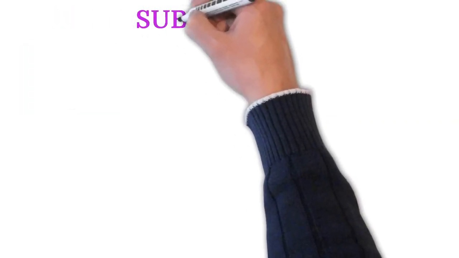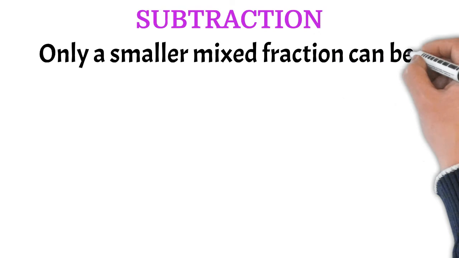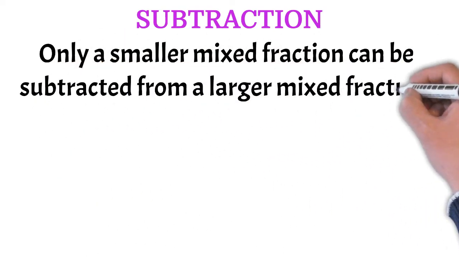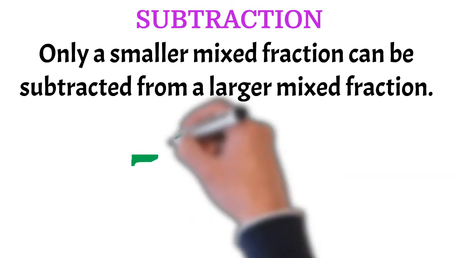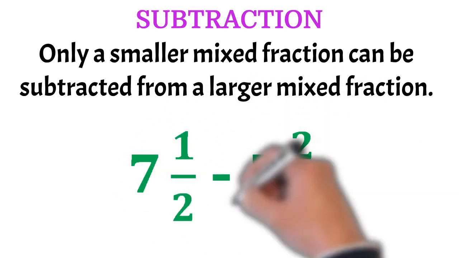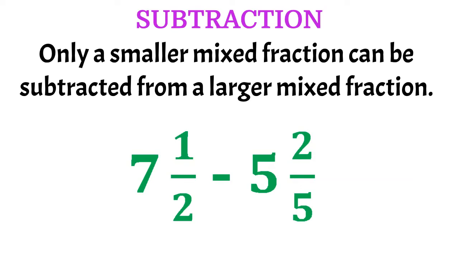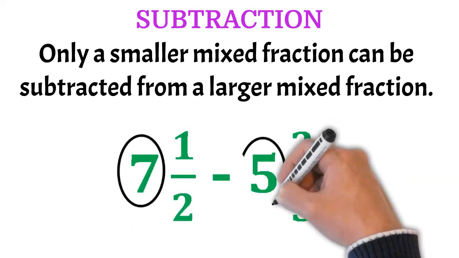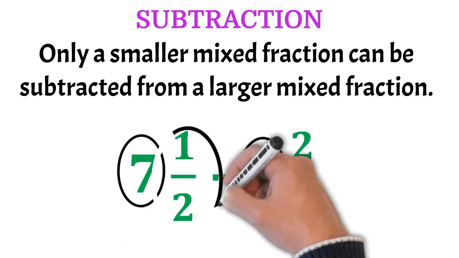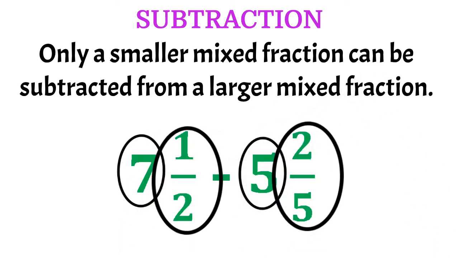Then subtracting the mixed fractions. Note that only a smaller mixed fraction can be subtracted from a larger mixed fraction. For example, 7 whole 1 by 2 minus 5 whole 2 by 5. Here 7 and 5 are the wholes and 1 by 2 and 2 by 5 are the fractional parts. Now 7 whole 1 by 2 is greater than 5 whole 2 by 5, as the whole 7 is greater than 5 and the fractional part 1 by 2 is greater than 2 by 5.